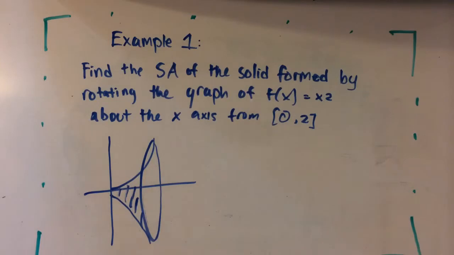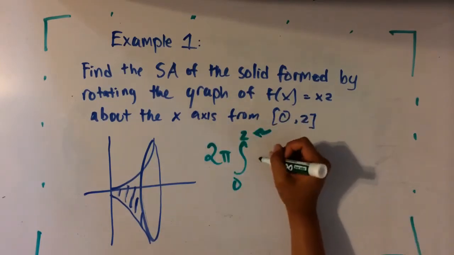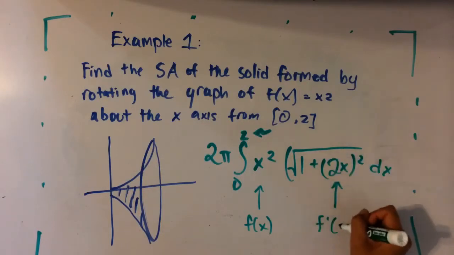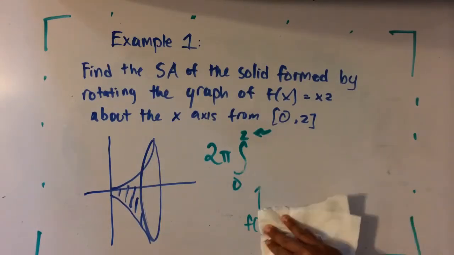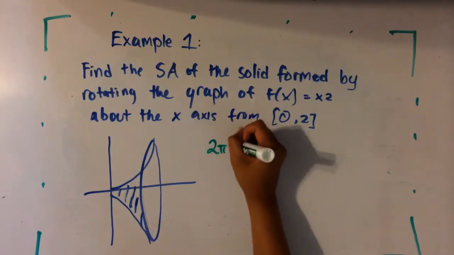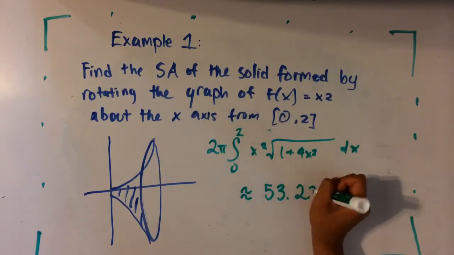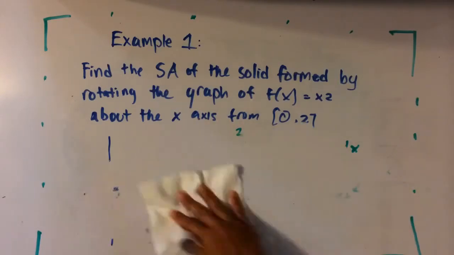Then all we have to do is plug that into our formula, so we get 2 pi times the integral from 0 to 2 of x squared times the square root of 1 plus 2x squared dx. All we have to do is simplify that down and evaluate. Using a calculator here you get 53.226 units squared.